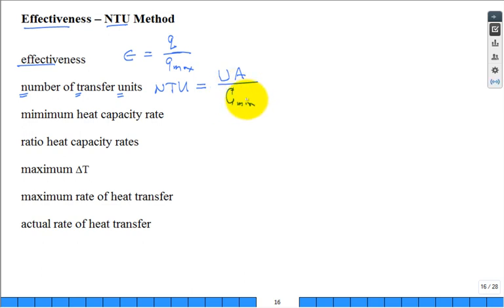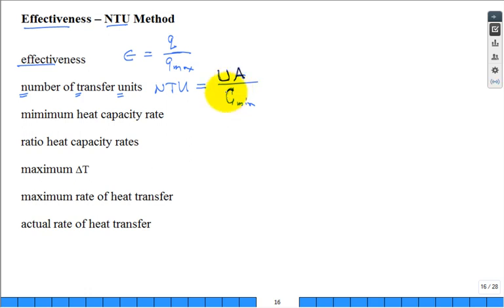Go slow. Do we understand what cap U is? It's the overall heat transfer coefficient. We worked on that at the beginning of this chapter. It accounts for the convection, the conduction, the convection, what's resisting heat transfer inside the heat exchanger. What is A? The area. You could have a bigger or smaller heat exchanger.